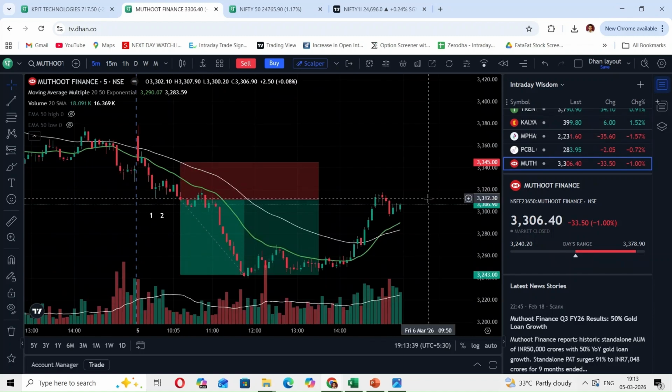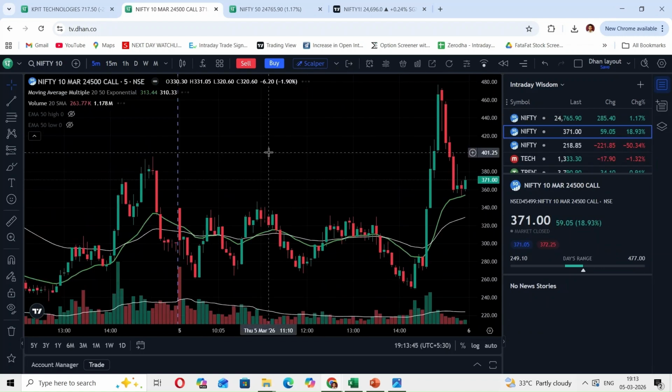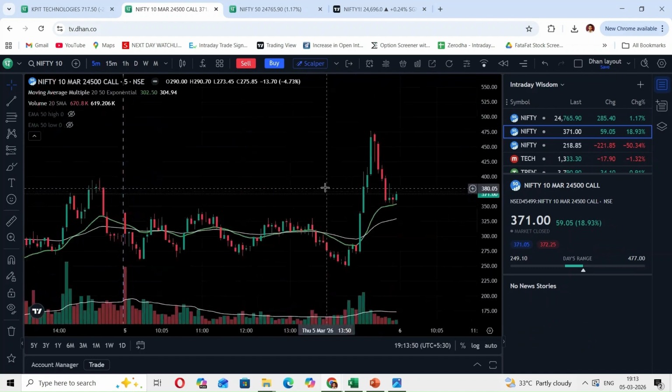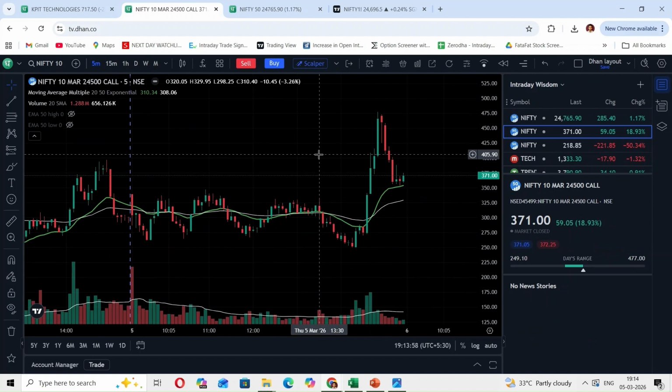Now let's move to today's key takeaway. I will just shift to the call option chart. For a high probability option buy, you need two things. The 20 EMA must be above the 50 EMA and both must be trending upward. If your primary logic is applied perfectly, losing money becomes incredibly difficult.